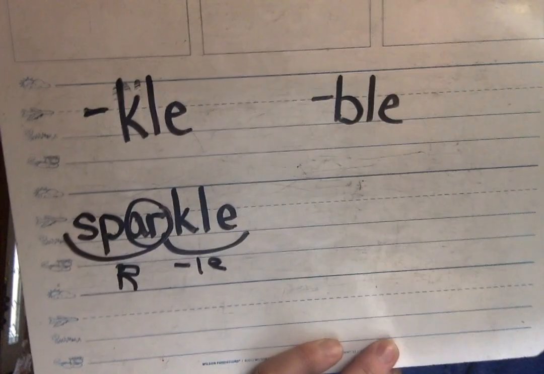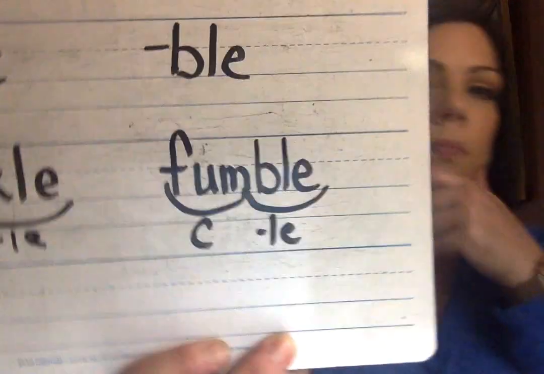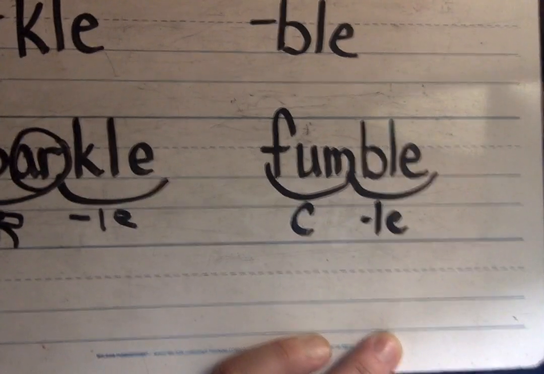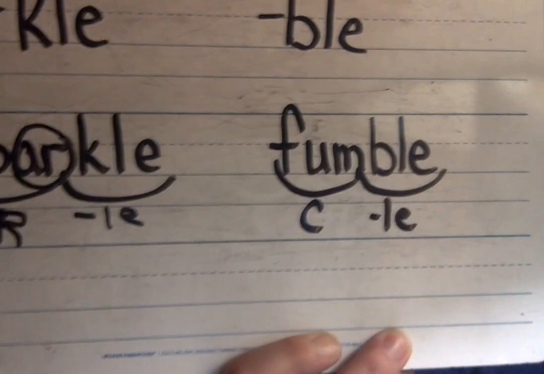Come up with one in your head. And then let's write mine. Let's write the word fumble. Fumble. Fum. Bowl. Fum. Bowl. Fumble. Good job. All right.